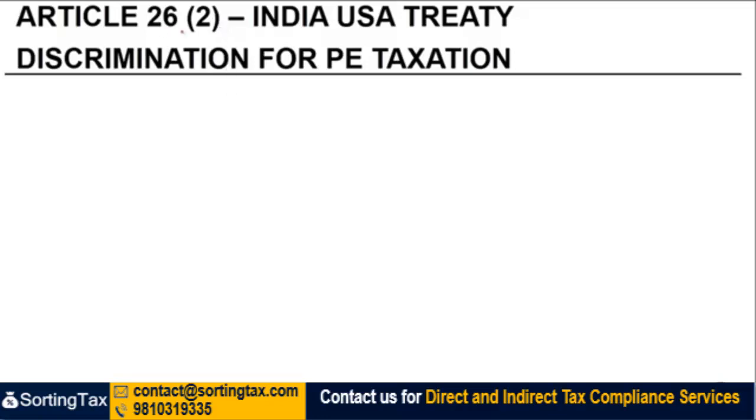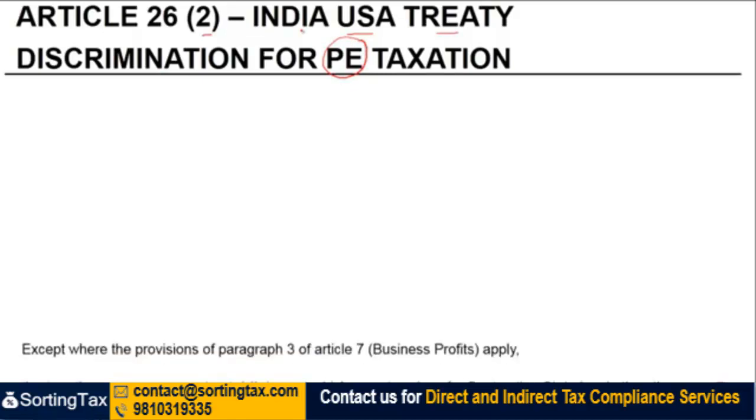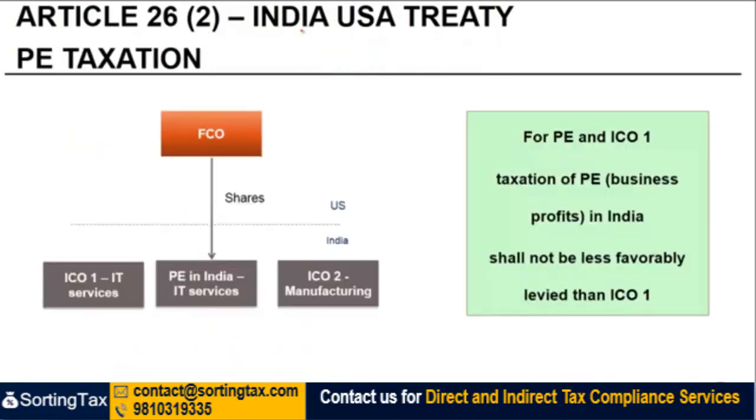Article 26, Paragraph 2 of the India-USA Treaty dealing with discrimination for PE taxation. Now, before we actually get into this, let me show you a picture and then we will try to understand what this implies. Suppose there's a foreign company which has a PE in India. The PE is engaged in IT services, right?